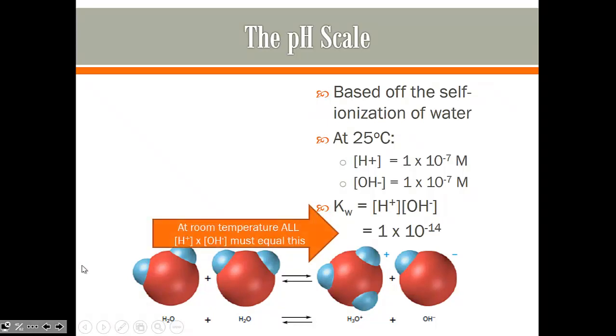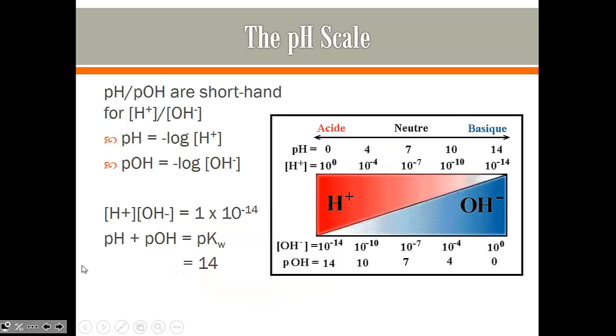Because at room temperature, and we are going to assume all reactions for this unit occur at room temperature, together the concentration of hydrogen and the concentration of hydroxide have to equal 1 times 10 to the negative 14th. Now, the pH scale is based off the negative log of the concentration of hydrogen, but it's not just that. P denotes the potential of something. So you don't just have a pH scale, you can also have a pOH scale. It would simply be the negative log of the concentration of hydroxide, and the two run opposite one another.